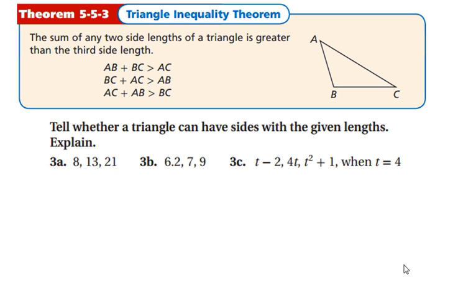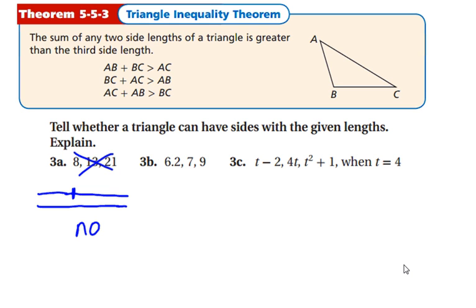So if you take the two smallest, they better be able to add up to more than the length of the third side. So for 3A, 8, 13, and 21: 8 and 13 is 21. That'd be 21 exactly. So if this is 8 and this is 13 and this is 21, you put those together, it's not going to give you that third side, because you have no angles. So that's not going to work for us. So that's a no.